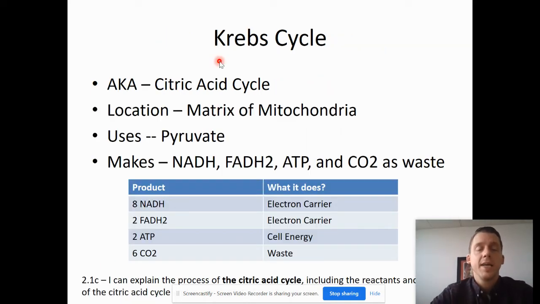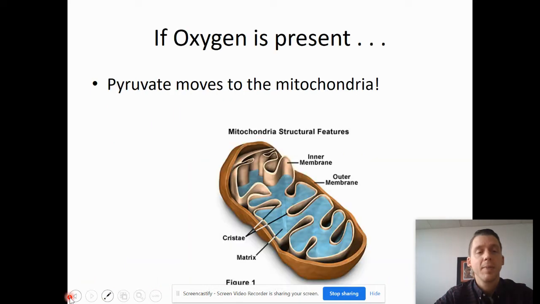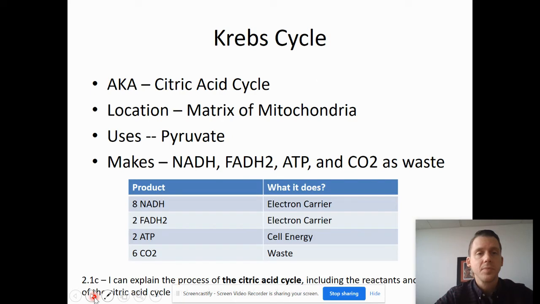So the next step is the Krebs cycle, which is also sometimes called the citric acid cycle. This is happening in the matrix of the mitochondria. What is that, the matrix? The matrix of the mitochondria is just the inner part on the inside. Here it looks blue. The matrix just means space. It's the inner space of the mitochondria.